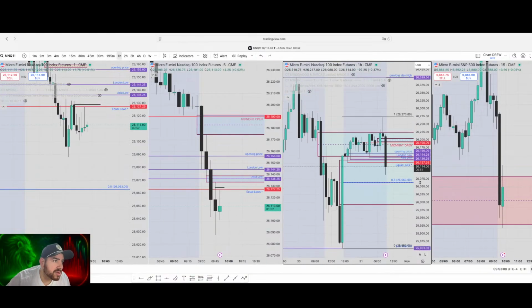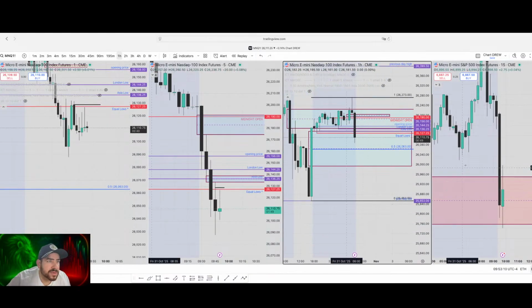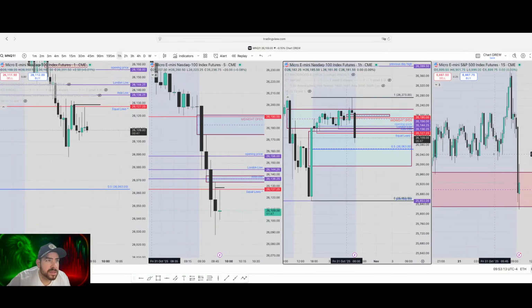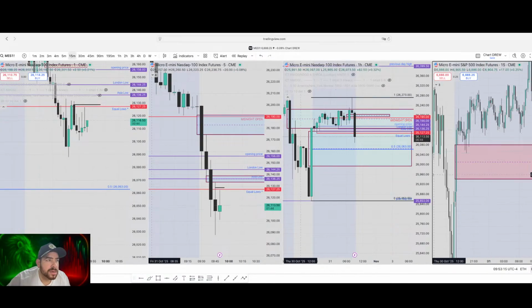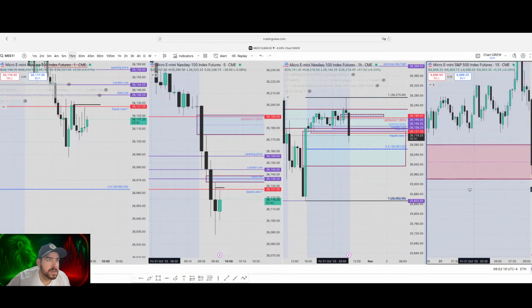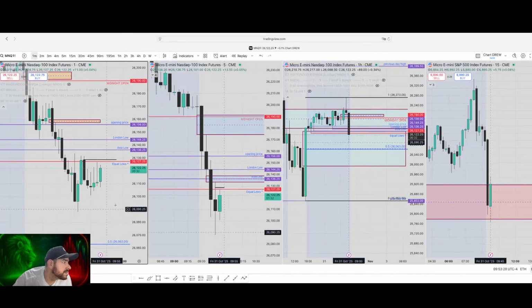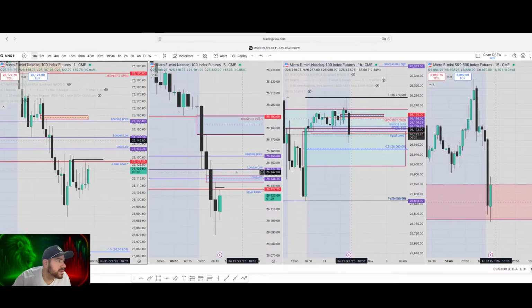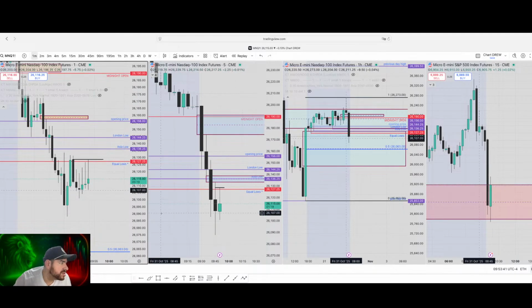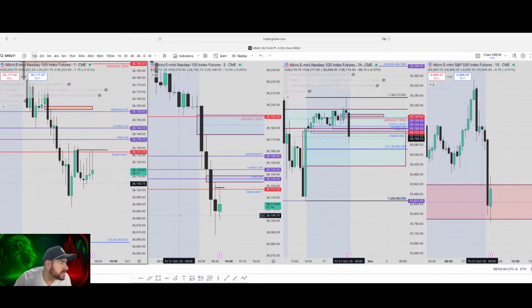Still looks like we can go lower. Yeah. Still looks like we can go quite a bit lower. You can see what this 5 minute looks like. See how it acts right here with this 5 minute. If we can come up here, this 5-minute into reversal, I'll probably take it.